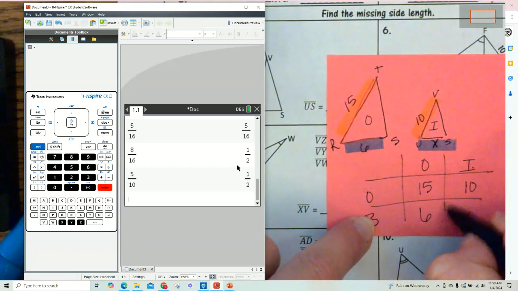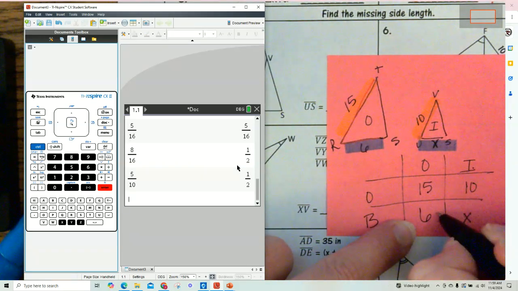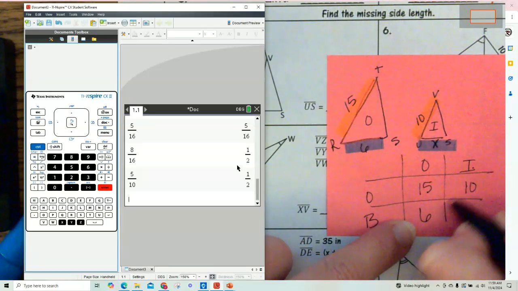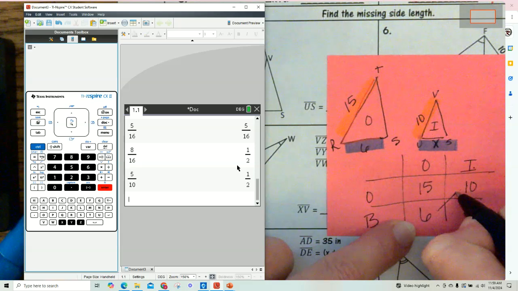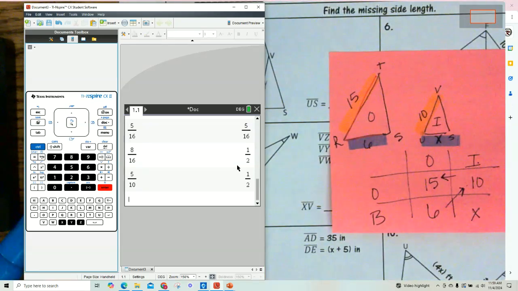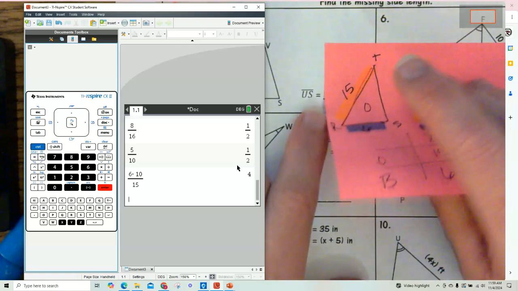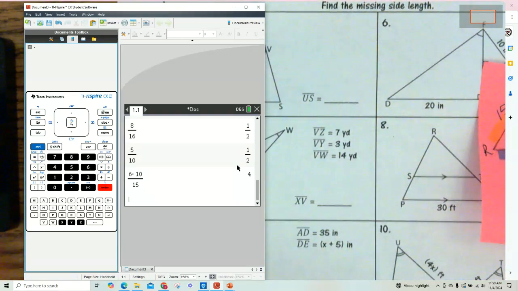How do we solve these? Okay, always go at a diagonal. You can go this way, you can go this way, as long as you're going corner to corner. It doesn't matter. Cross multiply and then divide. So I would do 6 times 10 divided by 15, and that gives me 4. So that means this side down here is going to be 4.